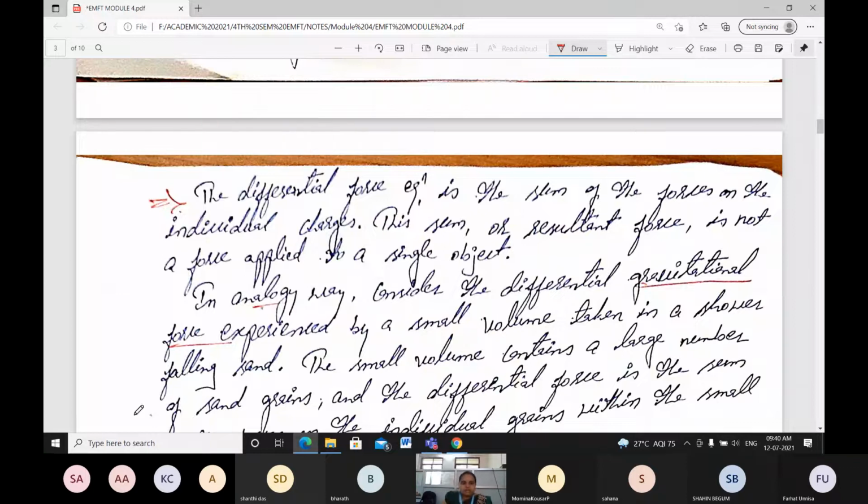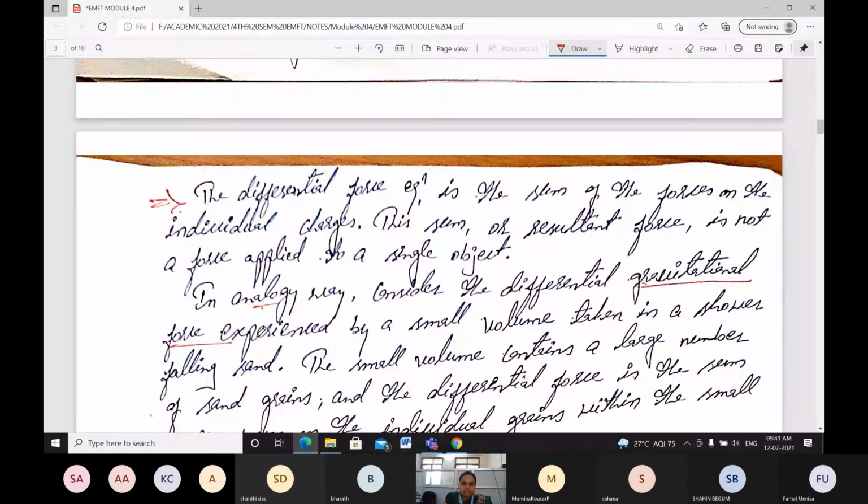Then, in terms of an analogy in real time, the example considered here is the differential gravitational force. With the gravitational force, whatever object goes in the opposite direction of the earth will fall down, right? There is no extra force needed to bring that object back down. When you throw it, it will come back only. No extra force is needed.